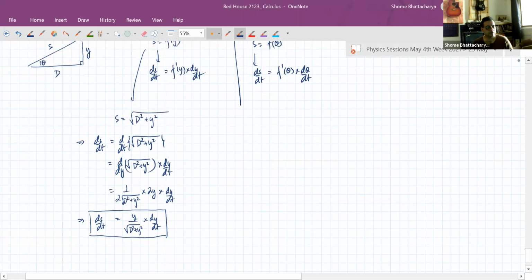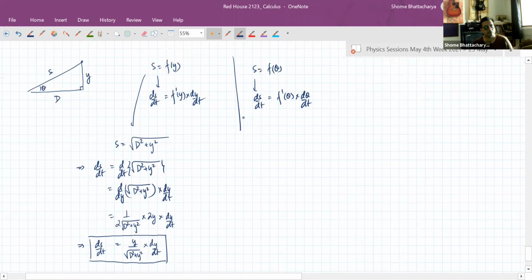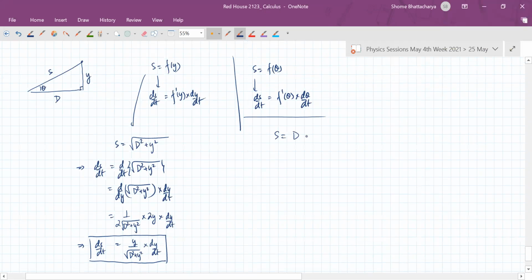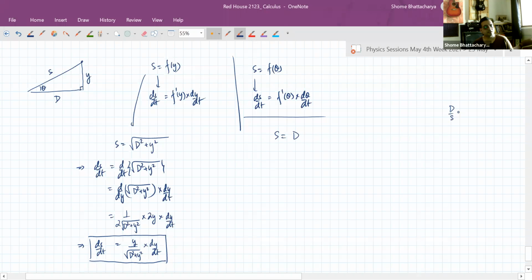So in the second method, we can just express s as capital D. So we have d by s is based upon hypotenuse, so that is cos theta. So we have this as d sec theta. Right, this is correct. So why are we writing it like this? So that we don't involve y, because y is changing with time. So we are expressing s as only a function of theta. That makes it simple for us, right?